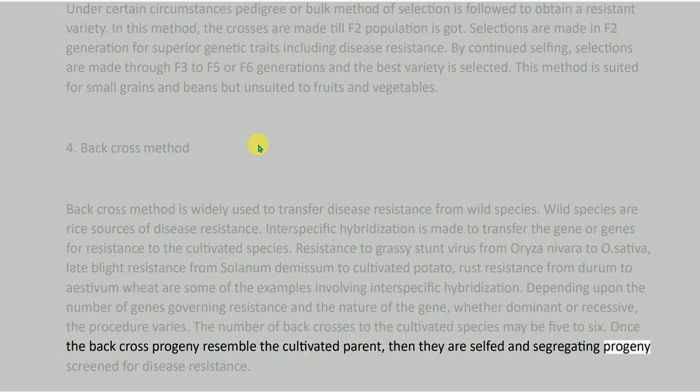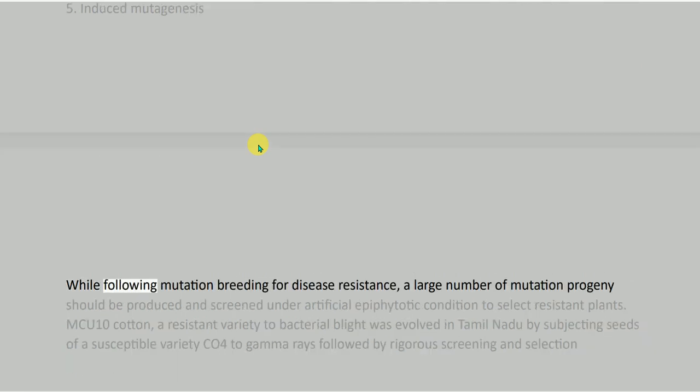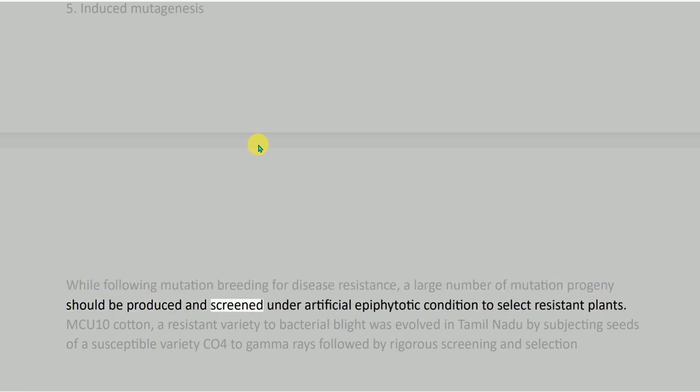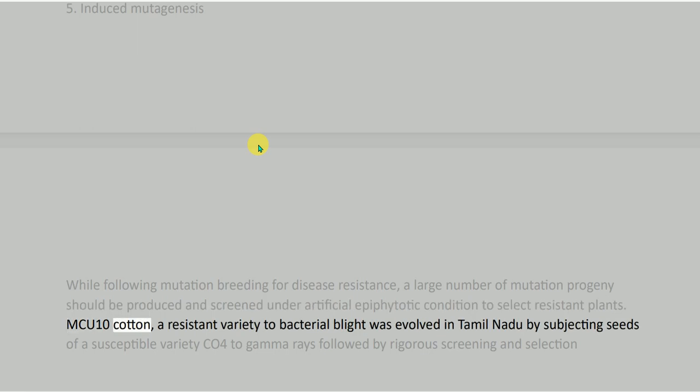While following mutation breeding for disease resistance, a large number of mutation progeny should be produced and screened under artificial epiphytotic condition to select resistant plants. MCU10 cotton, a resistant variety to bacterial blight, was evolved in Tamil Nadu by subjecting seeds of a susceptible variety Co4 to gamma rays, followed by rigorous screening and selection.